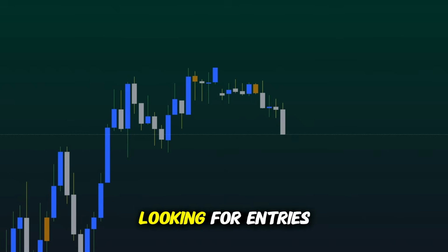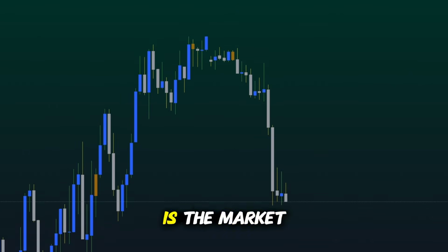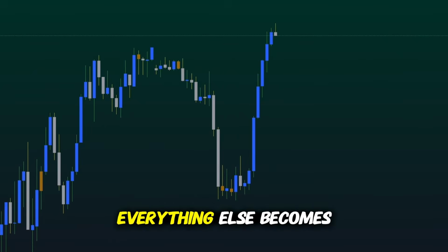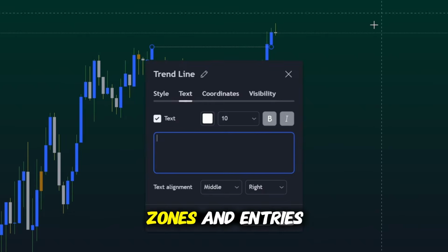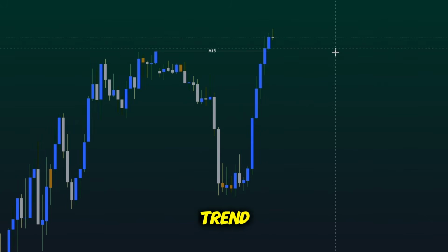Before marking zones, looking for entries, or talking about liquidity, we need to ask one simple question. Is the market bullish or bearish? Once the overall trend is clear, everything else becomes easier. Liquidity sweeps, demand and supply zones, and entries all make sense only when they align with the higher timeframe trend.